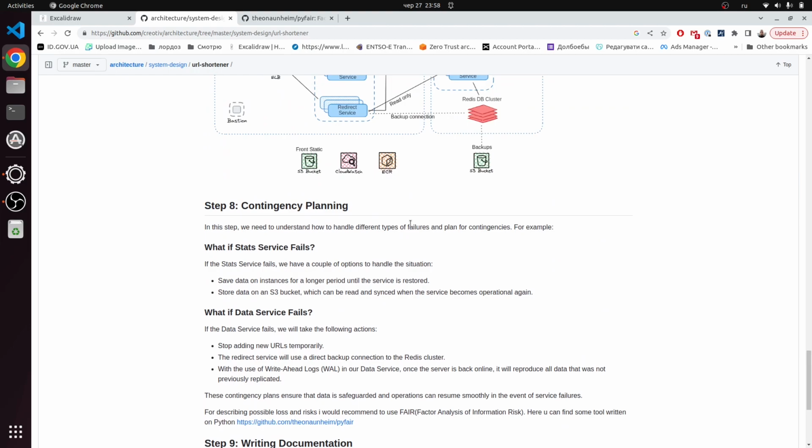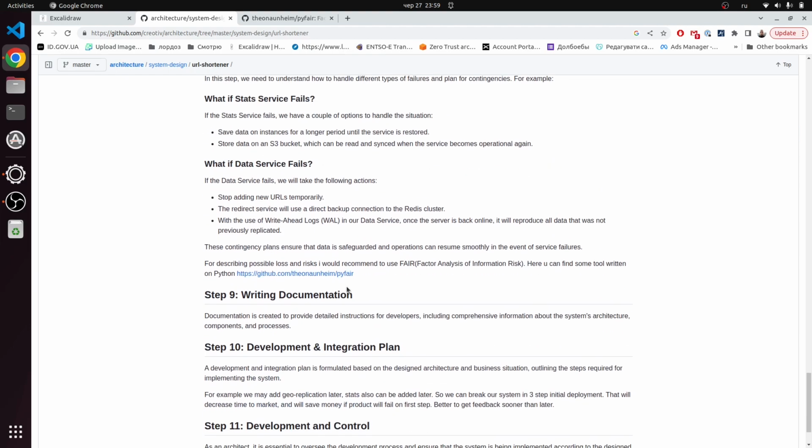So after all this stuff, you need to document it. Why? Because you are not the only person in the team, and other people should know what they need to do and how they need to do it. Also, the main problem here in startups is that many team leads or architects who work there don't write documentation and leave this documentation inside their mind.